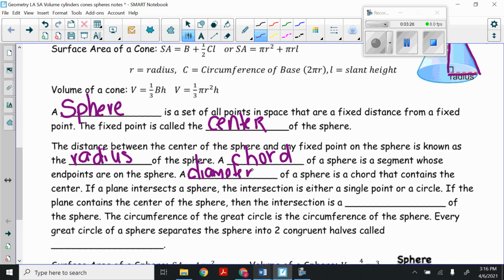If a plane intersects a sphere, the intersection is either a single point or a circle. If the plane contains the center of the sphere, then that intersection is known as a great circle of the sphere. And then we have a graphic. The circumference of the great circle is the circumference of the sphere. Every great circle of a sphere separates the sphere into two congruent halves called hemispheres.